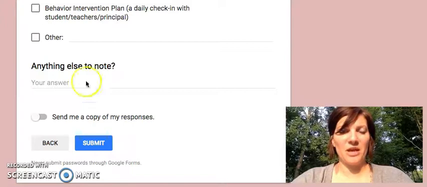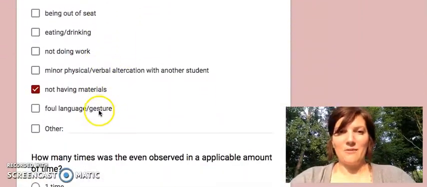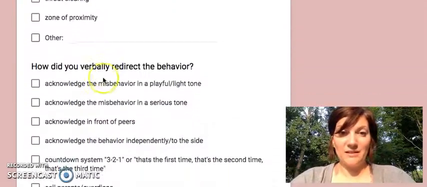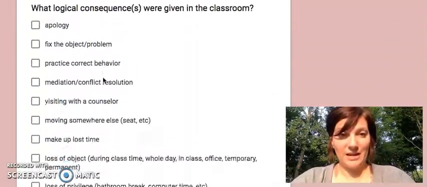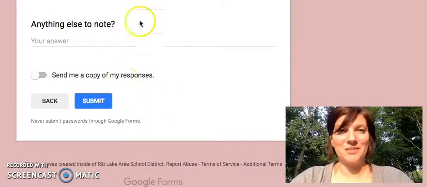Okay, so that's the minor behavior. This one's the biggest form of all, and it looks like it's a lot. Just know that they're clickable. You can click multiple. You don't have to click any. And then, yeah, just submit it. If you have questions on this, please let me know.